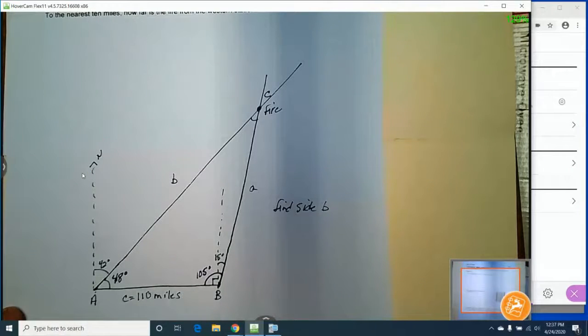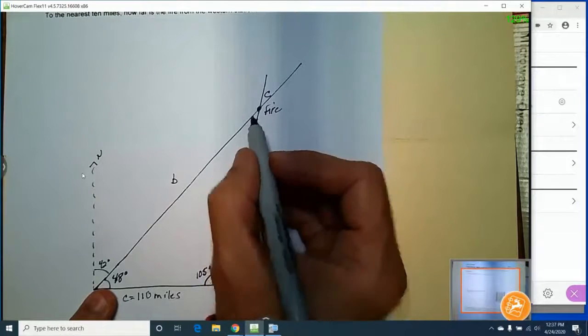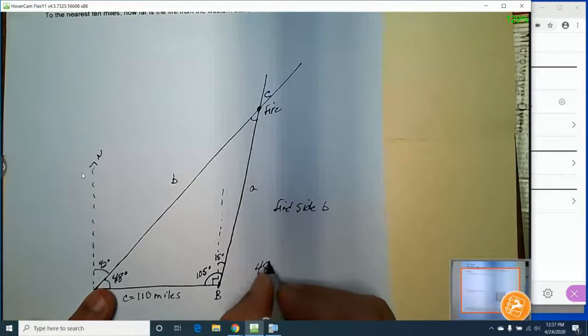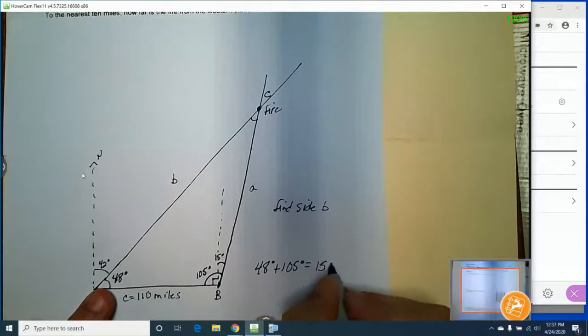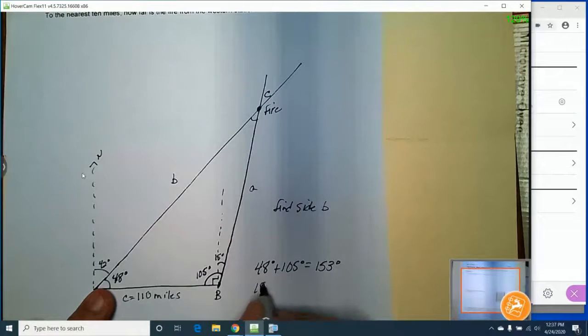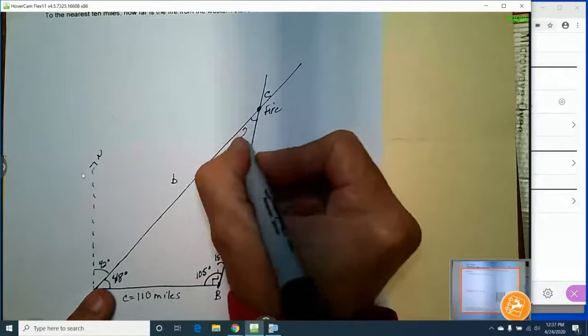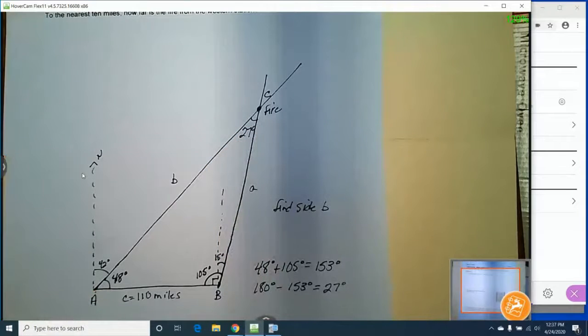105 degrees. Now that we've got 2 of the angles in the triangle, we can find the third one. If we take 48 plus 105, that adds up to 153. So to get our third angle, we're going to subtract 153 from 180. And that gives us 27 degrees. So that angle up there is 27 degrees.